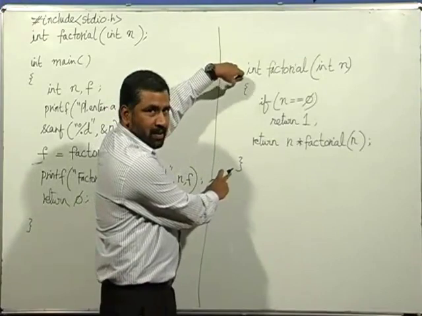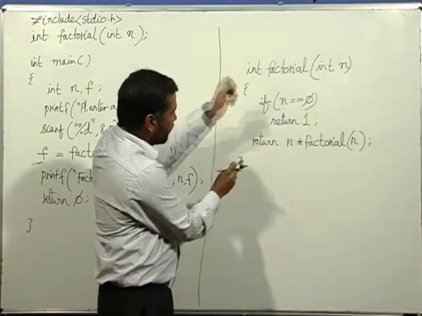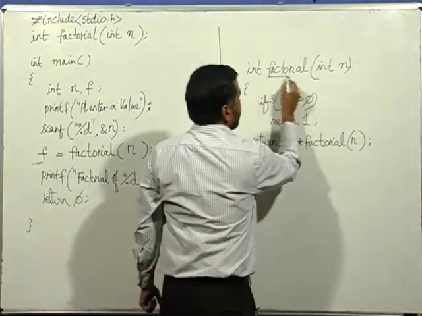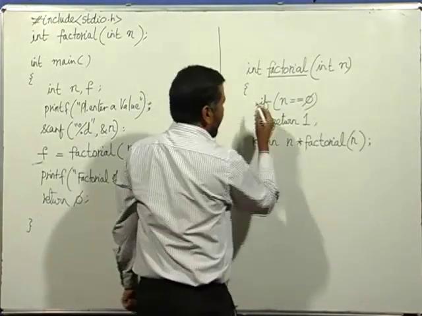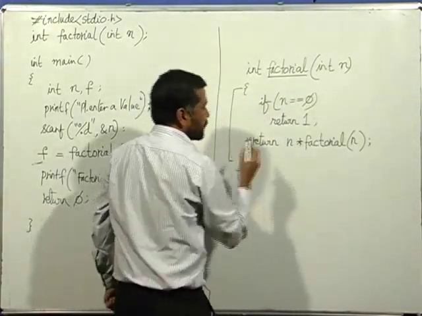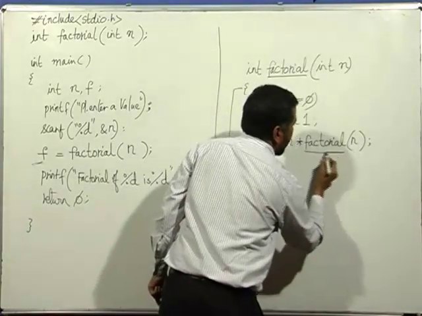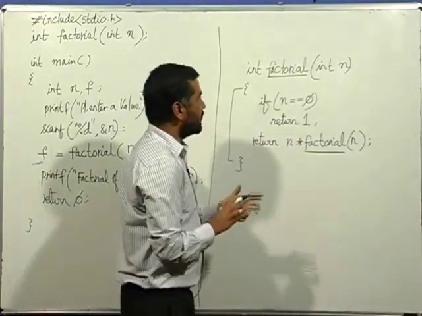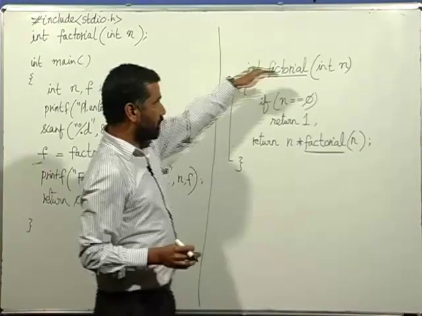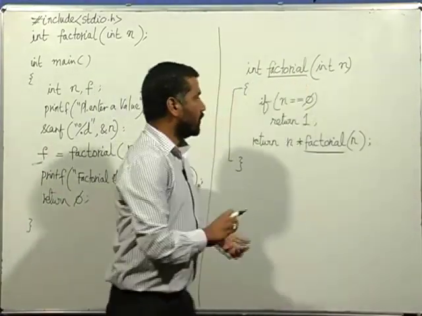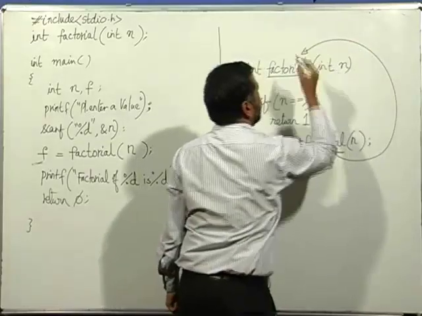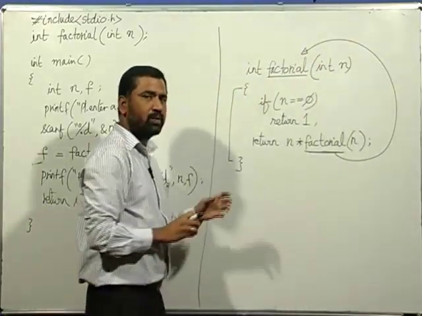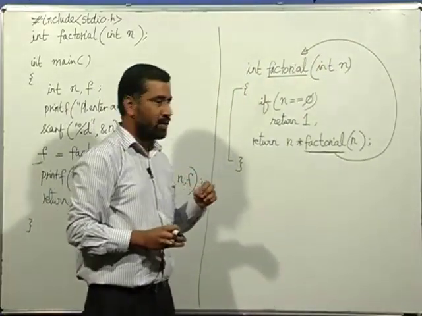Just pay some attention to the function body here. Notice that the name of the function is factorial, and in the body of this function there is a function call with the same name. As you can see here, when somebody calls factorial, it is calling itself. So where does this function call go? It comes back into the same function. So this is what we have to understand a little bit clearly.